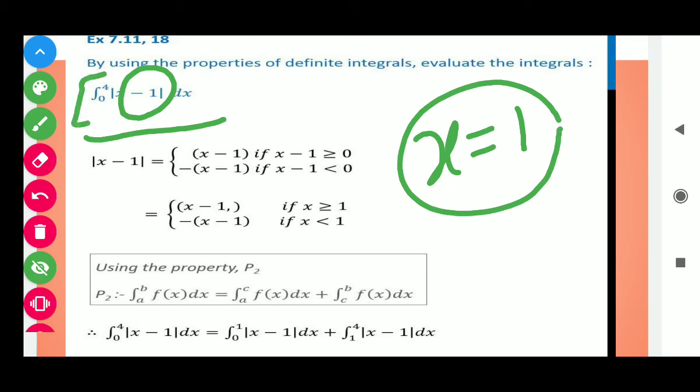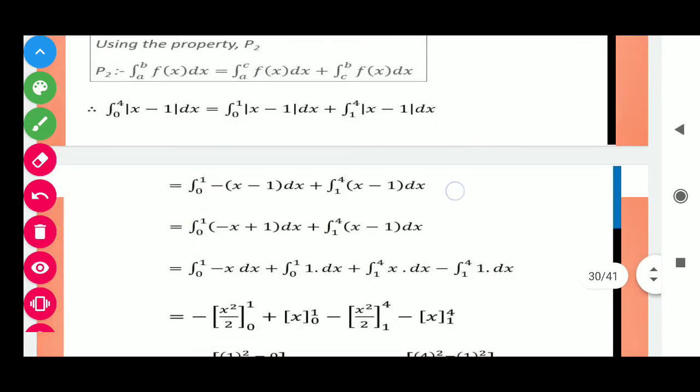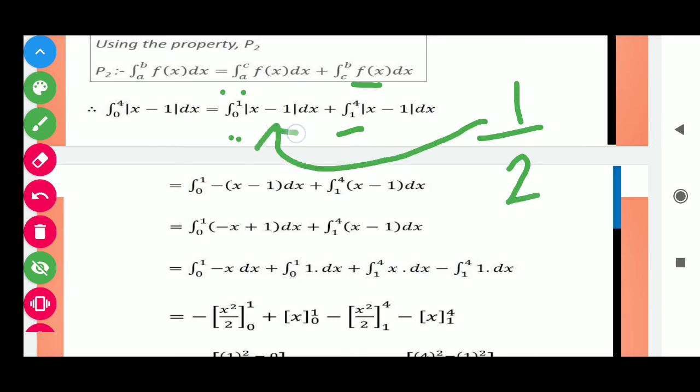So students, हम यहाँ पर split करेंगे 0 to 1 and then 1 to 4. For that case, we write here 0 to 1, 1 to 4. But notice one thing, if we take any value lies between 0 to 1, for example, if we take 1 by 2, and we put this 1 by 2 in x minus 1, then we get the negative result. So students, we write here negative of x minus 1.